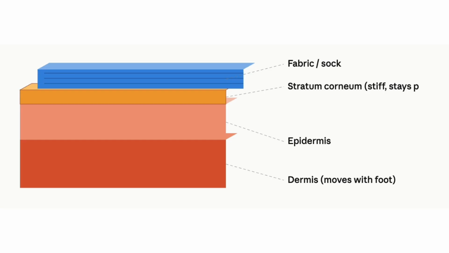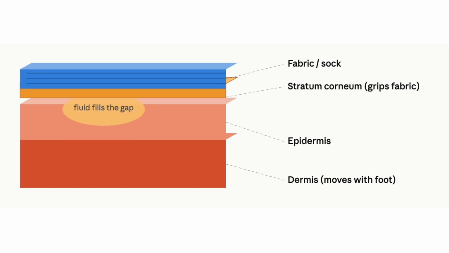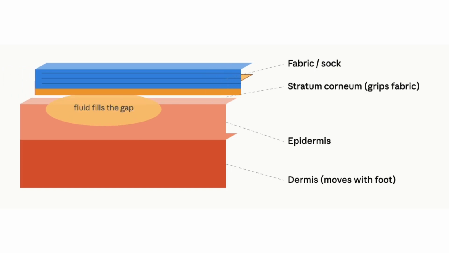That is how a blister forms. The top layer grips the sock and stays put, and the layer below it keeps moving with your foot, and the 2 delaminate from each other. Fluid fills the gap, so the barrier that's supposed to slide has instead started to grip. The healthy stratum corneum's whole mechanical purpose is to be the stiff, low-friction thing that slides so the layers underneath it never have to shear.